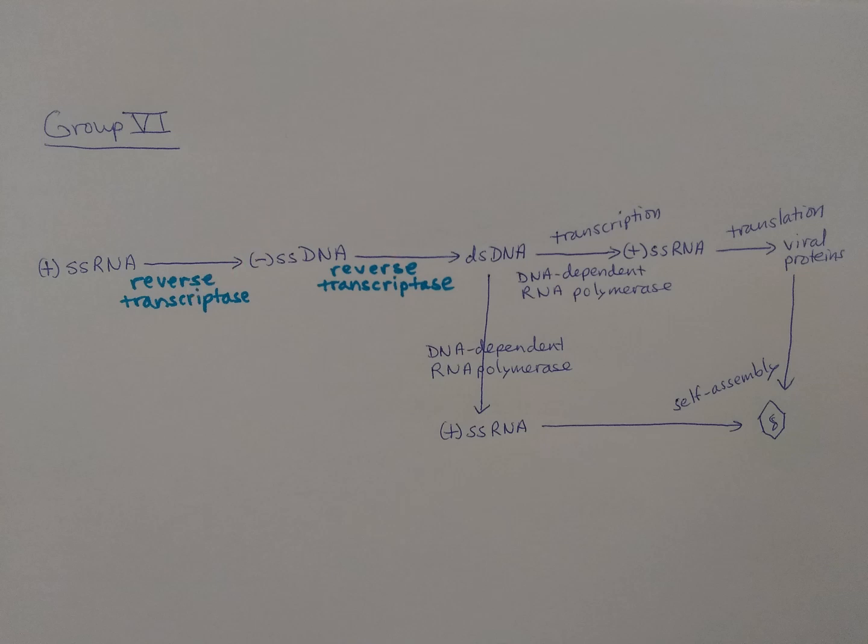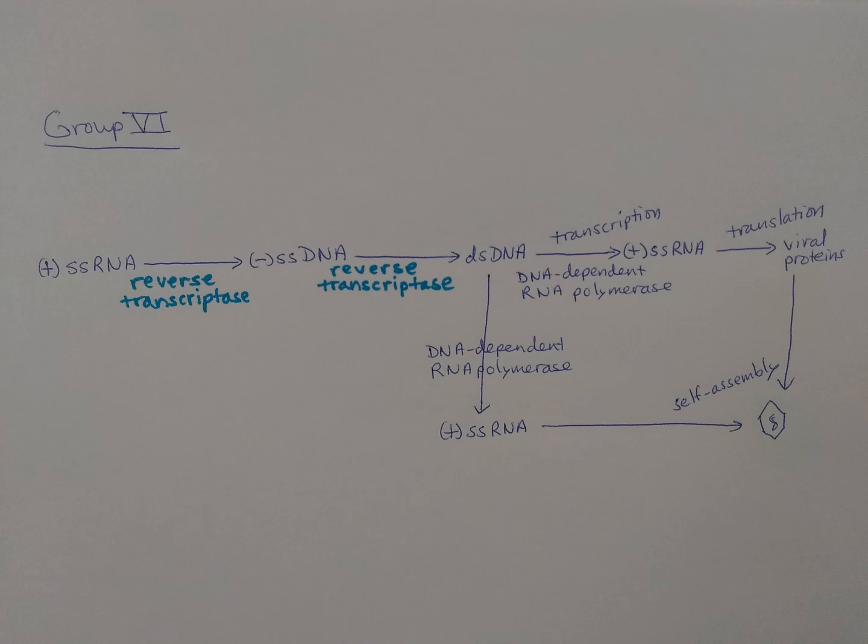Our cells are not able to do this because we don't have this enzyme, so the group 6 viruses have to bring the enzyme reverse transcriptase into the cell with them. Once we have the double-stranded viral DNA, that gets inserted into the host cell chromosome where it will stay until the cell dies. The double-stranded DNA will then be transcribed to make the viral messenger RNA, or the plus single-stranded RNA. And remember, the enzyme we use to do transcription is RNA polymerase because we're making RNA, and it's DNA dependent because we depend on DNA for the instructions to make the RNA.